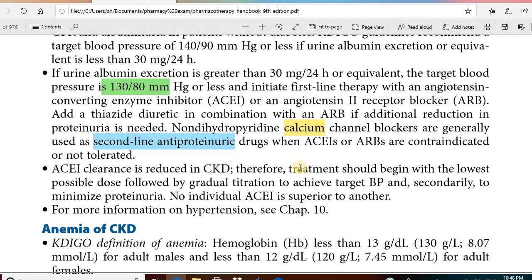Therefore, treatment should begin with the lowest possible dose, followed by gradual titration to achieve the target blood pressure, and secondarily to minimize proteinuria. No individual ACE inhibitor is superior to another.